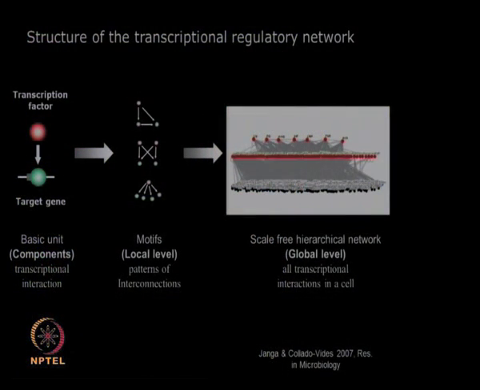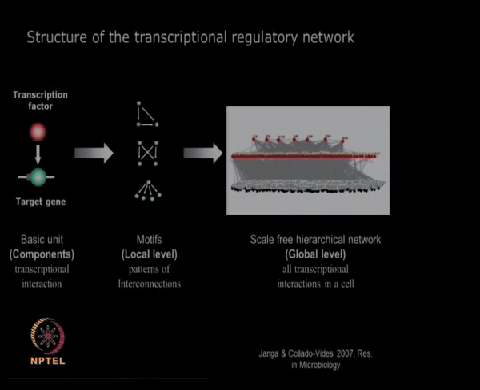in between the leftmost figure of the basic unit and the rightmost figure, there are a set of substructures or subgraphs within the regulatory network, which we call motifs. Motifs are the set of subgraphs which occur more often than expected by chance. And there are three kinds of regulatory motifs that are identified in regulatory networks. One is the feed-forward loop, where there are two transcription factors. The first transcription factor regulates the other transcription factor and the target gene. The second transcription factor regulates the target gene.